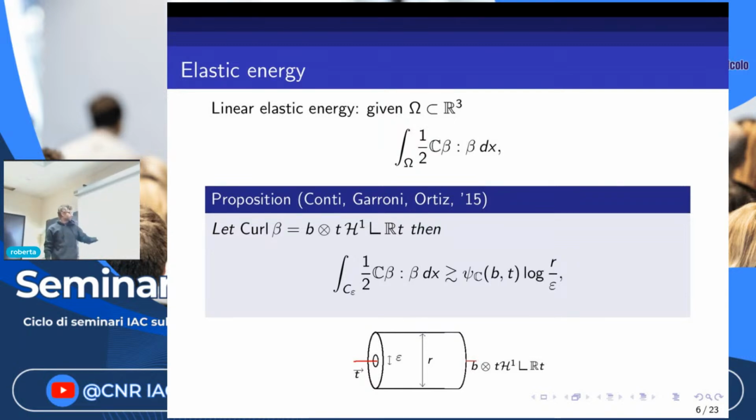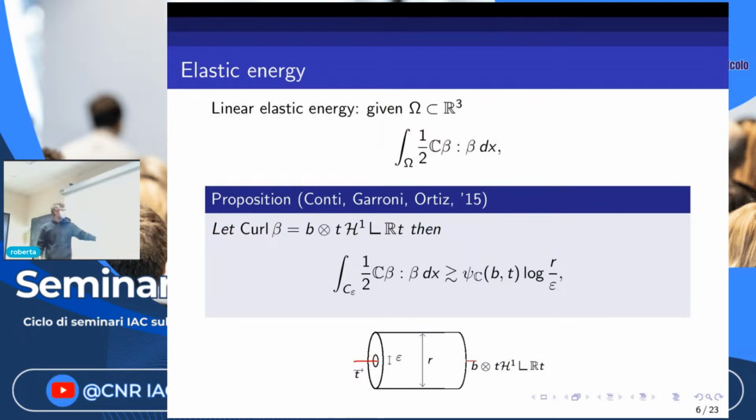Take a beta which is admissible with respect to this dislocation, and then they compute the elastic energy again in a hollow cylinder with small radius epsilon, and they found that, of course, as we said before, this energy diverges logarithmically in the small radius. But the important part of this estimate, which is more precise, is the fact that the pre-logarithmic factor, this function psi of c, has been established. This is called the pre-logarithmic function, and it is in a way the density of elastic energy per unit length of the dislocation.